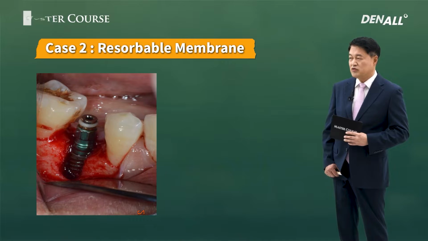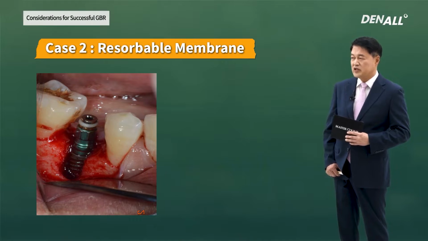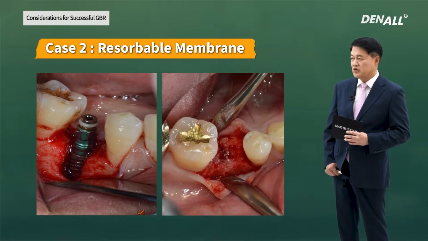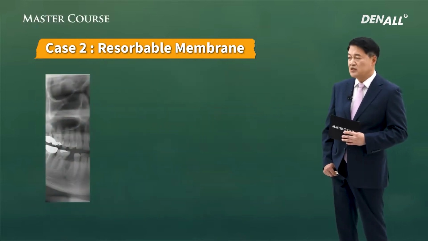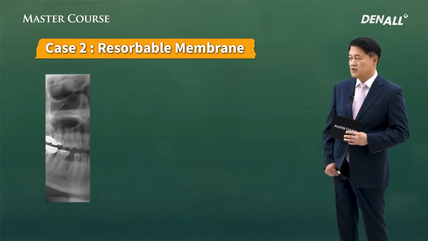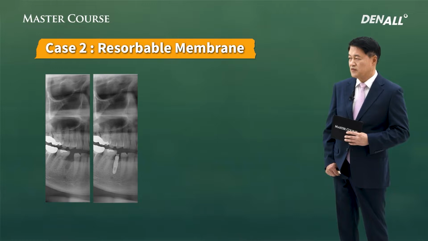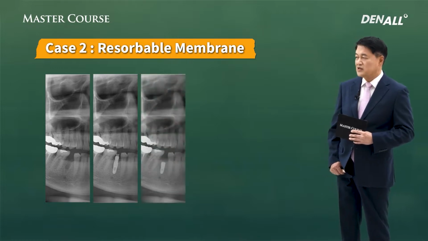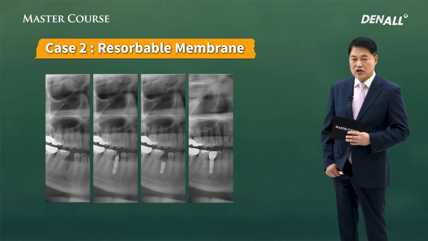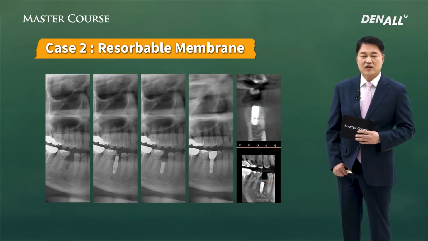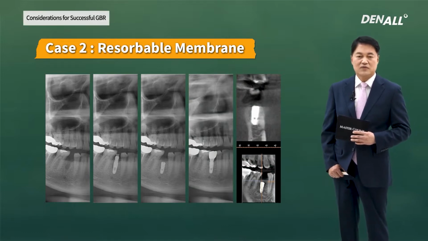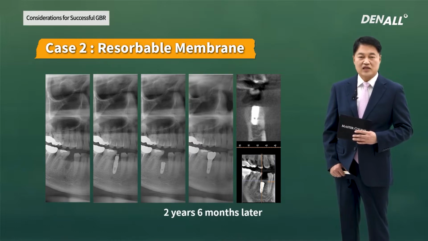This is before GBR. Appropriate GBR and membrane was done, and we got this result. If we can do this, we can make a very favorable, very good prosthesis. X-ray image before surgery. This is after implant placement, after GBR, and after prosthesis delivery. CT image on the buccal side bone defect has been well treated. 2 years and 6 months later, we can see that it is well maintained.